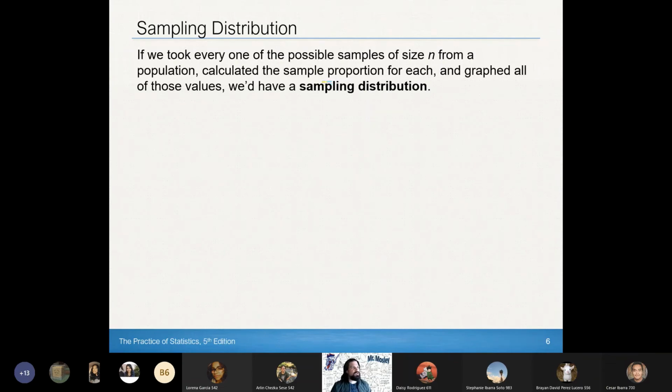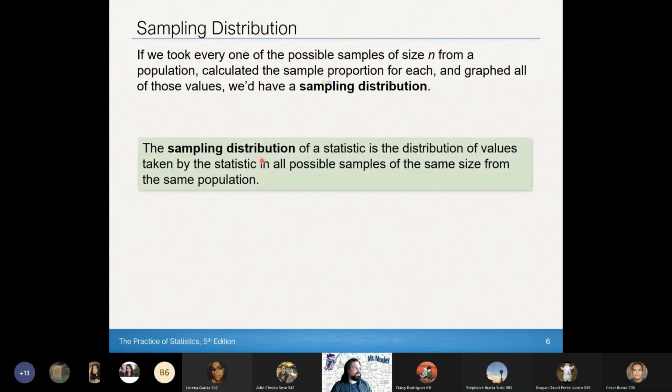If we took every one of the possible samples of size n from a population, calculated the sample proportion for each, and graphed all those values, we'd have a sampling distribution. And when they say proportion, we could be dealing with a percentile, a mean, a median. There are lots of different measures we could be using. The sampling distribution of a statistic is the distribution of values taken by the statistic in all possible samples of the same size from the same population.